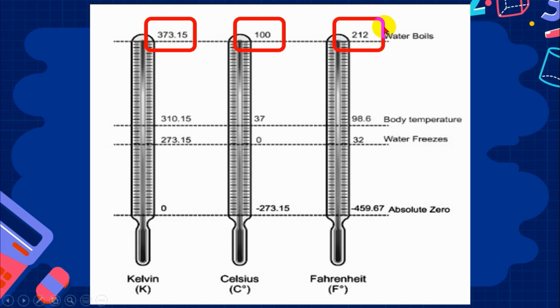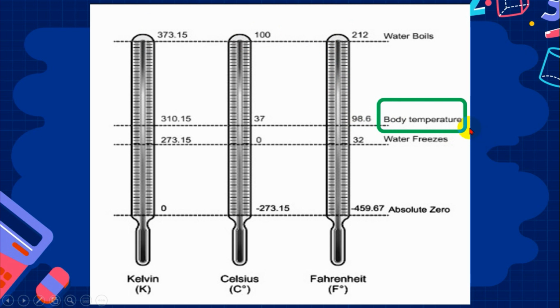So, magkakaiba sila ng number, pero they all mean the same thing. Magkakaiba lang din kasi ng unit na ginamit. So, basta umabot na siya ng 212 degrees Fahrenheit, that means kumulo na yung tubig. Parang ganon. Kapag umabot na siya ng 100 degrees Celsius, that means kumulo na rin yung tubig. Okay? Kapag umabot naman siya ng 373.15 Kelvin, that means kumulo na yung tubig. And so, the same with body temperature.